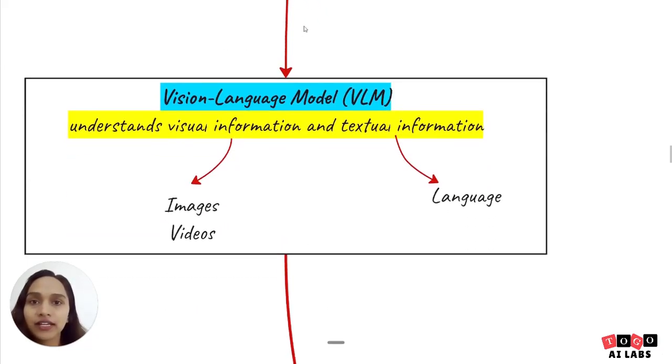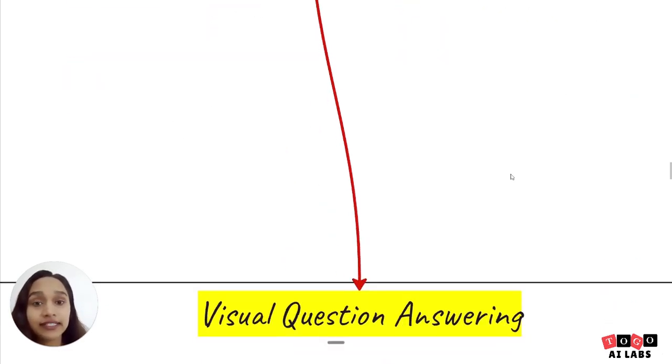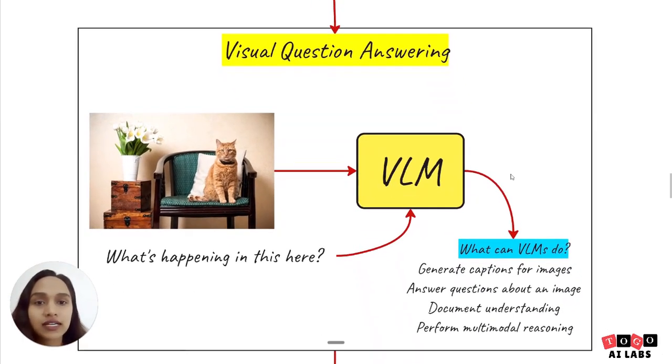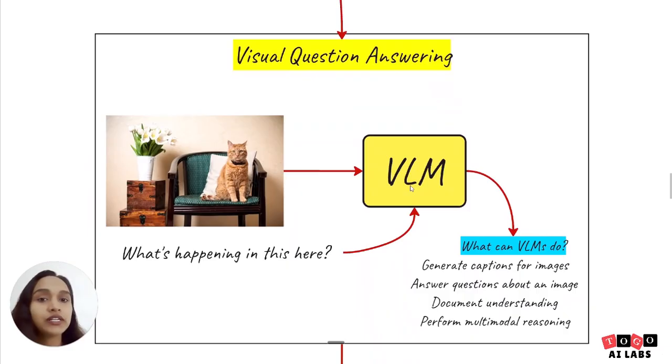So a vision language model or a VLM understands visual information like images and videos, and textual information, language. And why do we need VLMs? Well, one of the tasks a VLM can perform is visual question answering. If I show a VLM a picture and I ask it to analyze it, for example, the photo of a cat sitting on a chair near white flowers, and if I ask what is happening in this scene, a vision language model can answer this question.